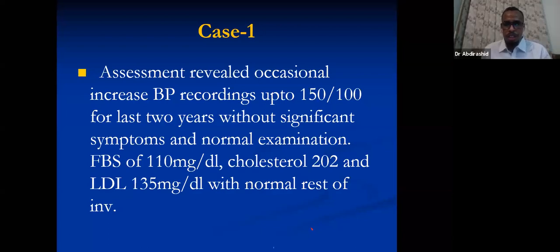Assessment revealed occasional increased blood pressure recording up to 150 over 100 for the last 2 years without significant symptoms and normal examination. Fasting blood sugar of 110 milligram per deciliter, cholesterol 202, and LDL 135 milligram per deciliter with normal rest of investigation.